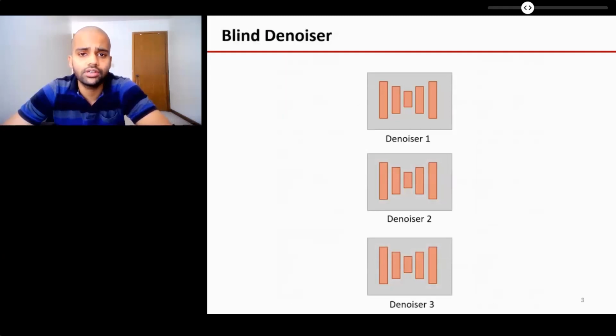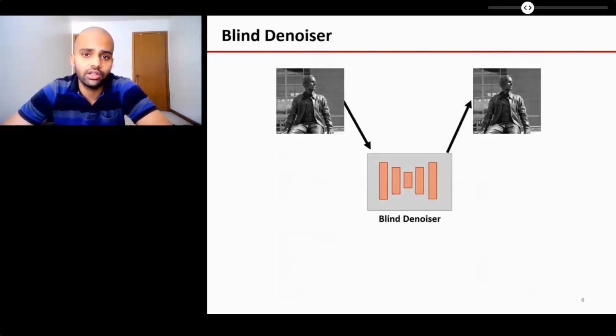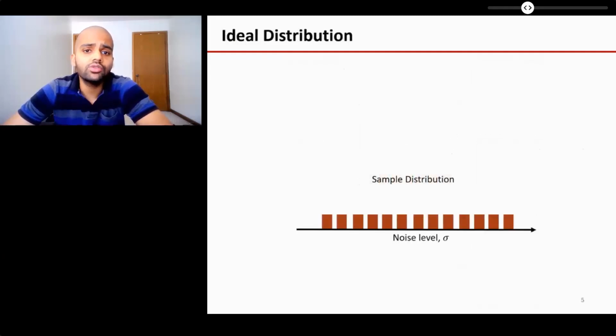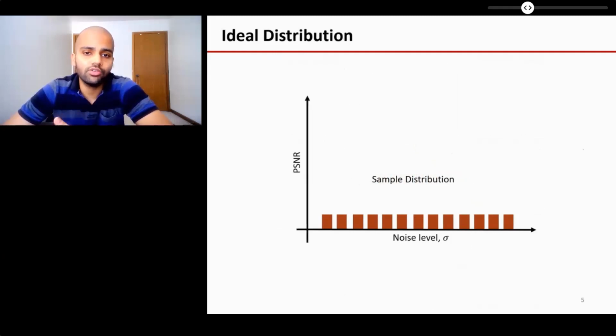A blind denoiser is a network which can take as input an image with any noise level and produce the corresponding denoised image. When we are training a blind denoiser, we usually draw samples uniformly across all the noise levels and use them as input. Let us take a look at the peak signal to noise ratio performance of such a denoiser. The PSNR plot looks something like this.